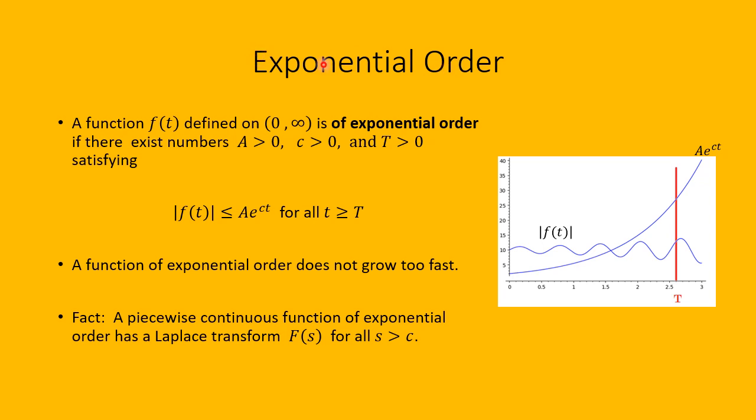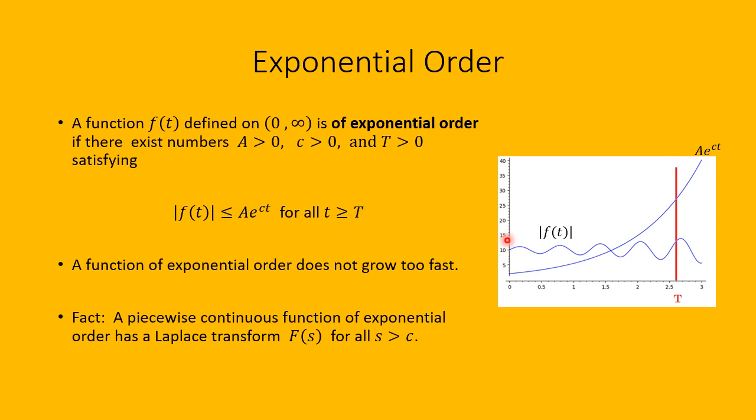It turns out that one big class of functions that do have Laplace transforms are those functions that are of exponential order. Let's talk about what that means. A function f of t defined on 0 to infinity is of exponential order if there exist a positive number a, a positive number c, and a positive number capital T satisfying the following. The absolute value of f of little t is less than or equal to a e to the ct for all lowercase t's greater than this number uppercase T.